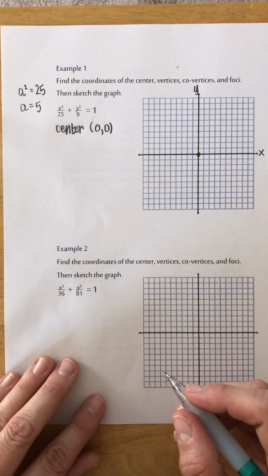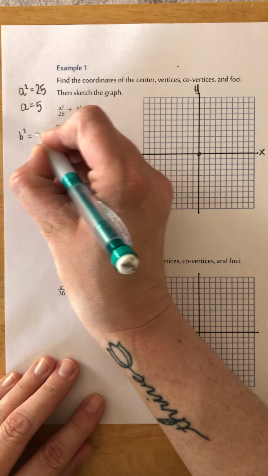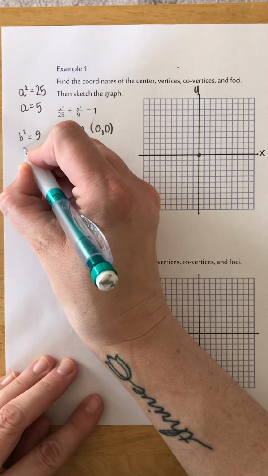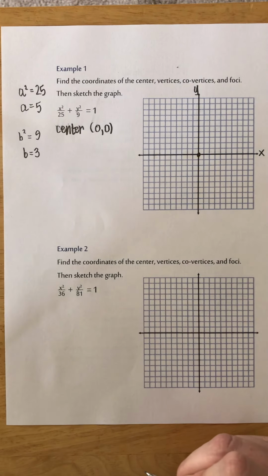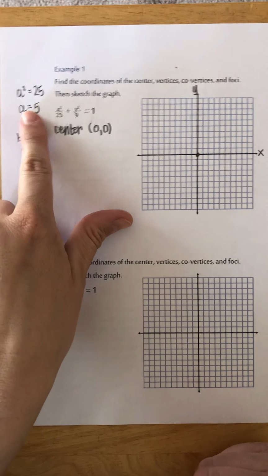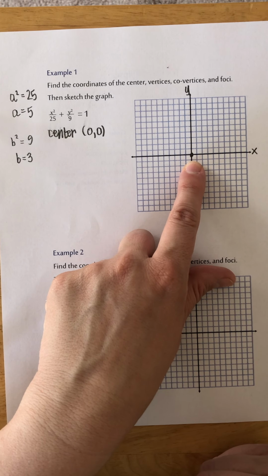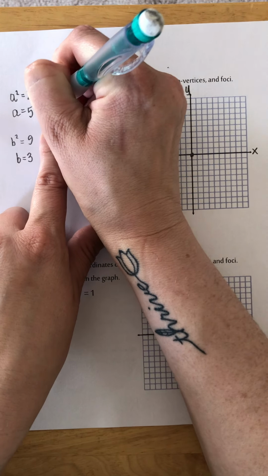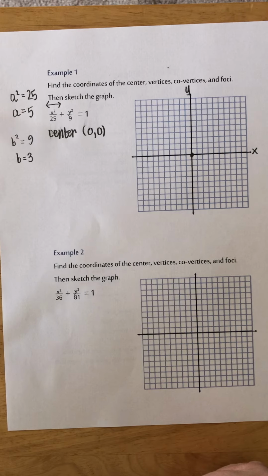b squared is your smaller denominator, so b squared is 9. Again, I'm going to square root both sides and find that b is 3. Remember, that means the distance between the center and the co-vertices. Let's go back to a real quick. If my center is at 0, 0, and the a squared is underneath the x, that means that we have a horizontal ellipse. It's going to be wider.